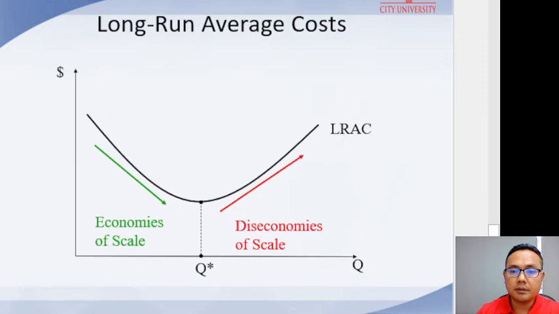So in the long run, all costs are variable because the manager is free to adjust the level of all inputs. As we discussed at the early part of this video, part 3 of this video, we still remember, right? That's all variable. All costs are variable because the manager is free to adjust the level of all inputs.